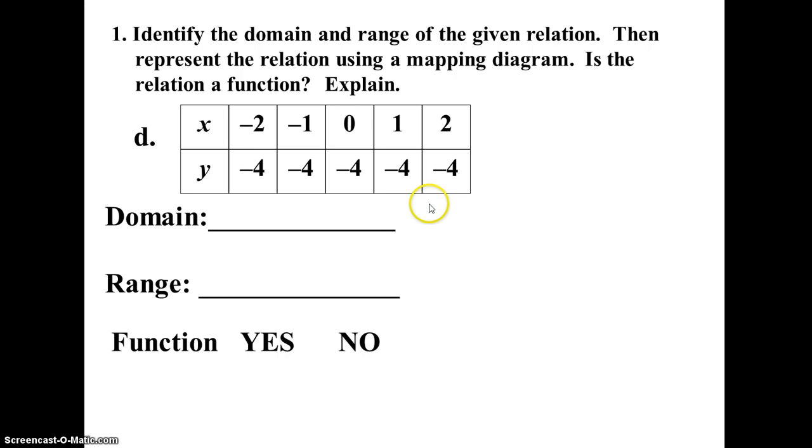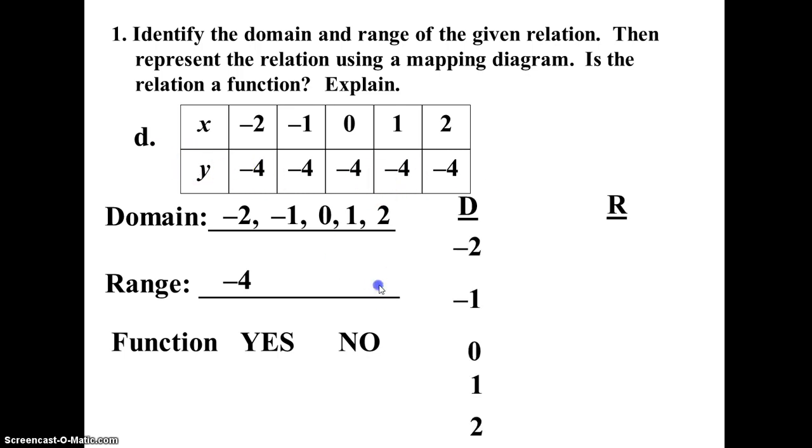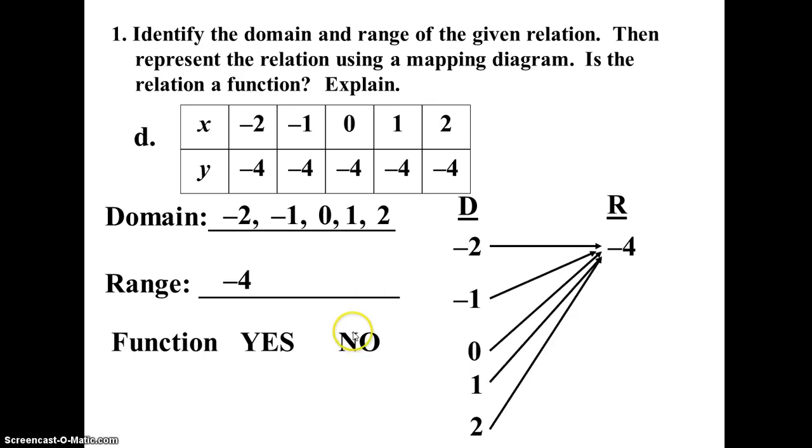Now you're given a table of values. So this is kind of nice and convenient. They've already got them ordered for you from least to greatest. And now look at all of these. They're all the same y value. But that's okay, because look at what's going to happen here. They're just all going to that -4. But each input has only one output.